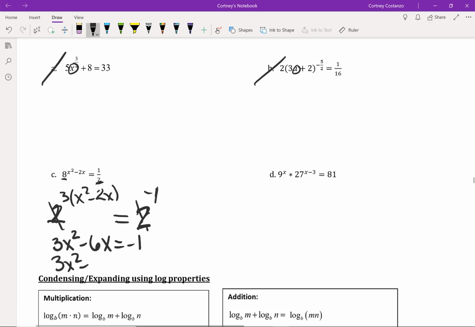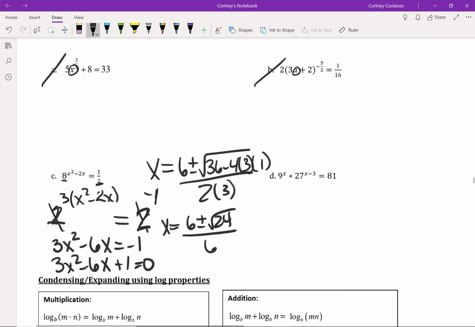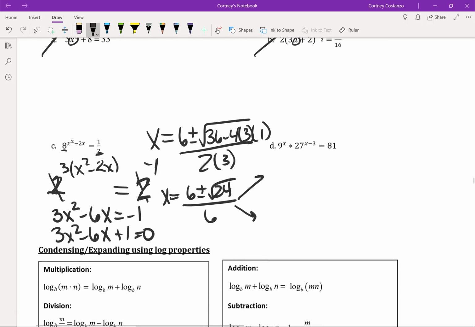Get it equal to 0. And because this has a coefficient and the triangle method isn't going to work, I would have to jump to the quadratic formula. So x equals -b plus or minus the square root of b squared minus 4ac all over 2a. And when I type that in and get the discriminant, which is 24, the directions here say round to the nearest hundredth. So I would literally just type this in my calculator and get my two values and round. So it ends up being 1.82 and 0.18.